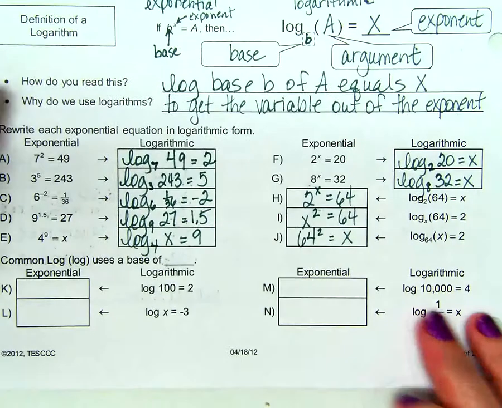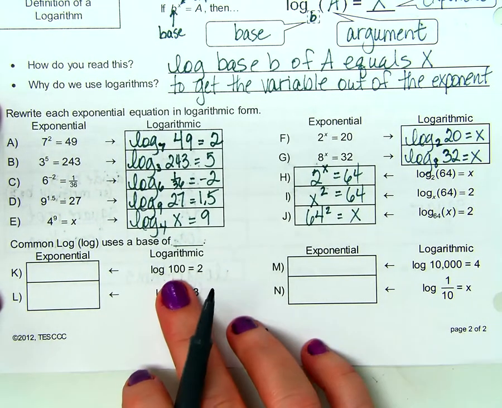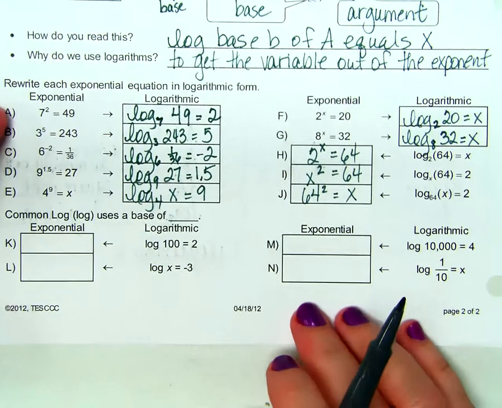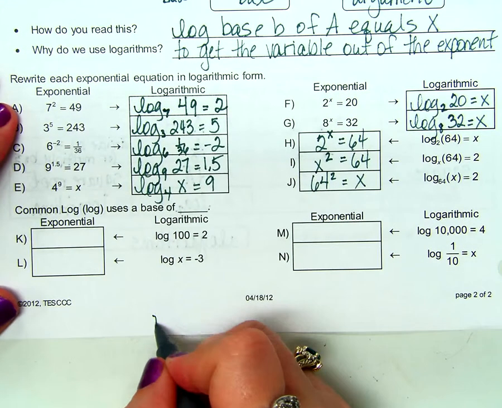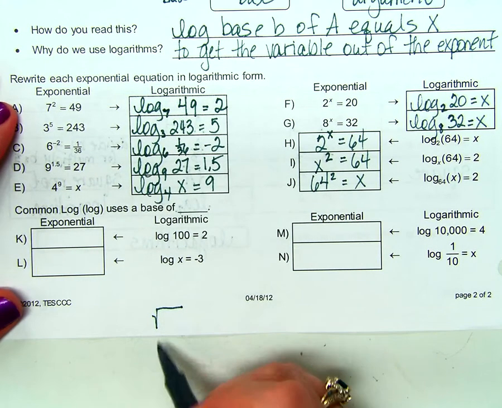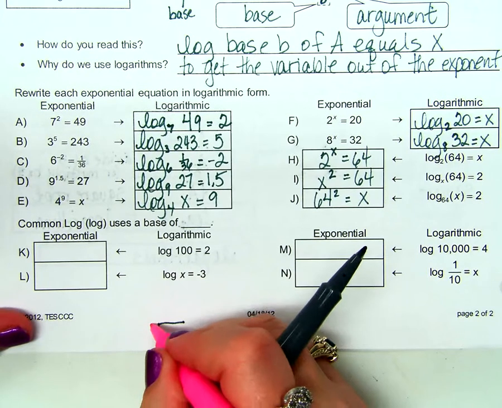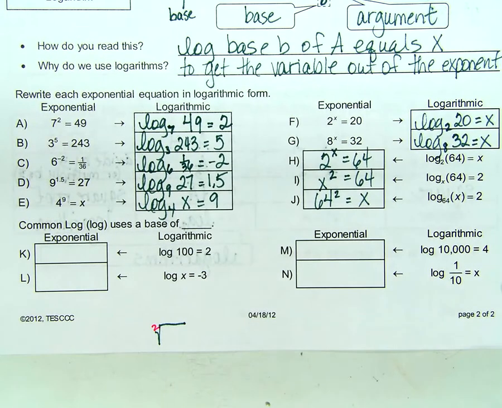So then we have K, L, M, and N. What's wrong with them? There's no base, right? Okay, so let me ask you this real quick. If we're talking about root signs, what kind of root is that? And how do you know that even though there's not a little baby 2 right there? Because it's implied, right? Okay?